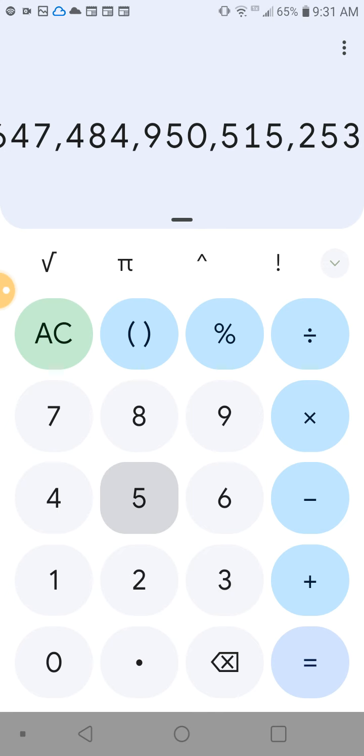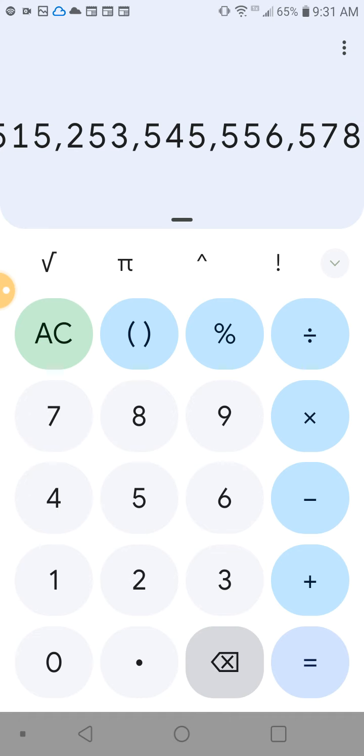53, 54, 55, 56, 57, 58, 59, 60, okay, halfway there, 61, 62, 63, 64, 65, 66, 67, 68, 69. Oh, I lagged it.